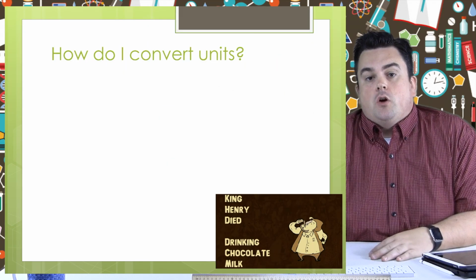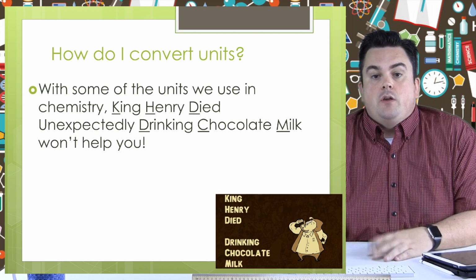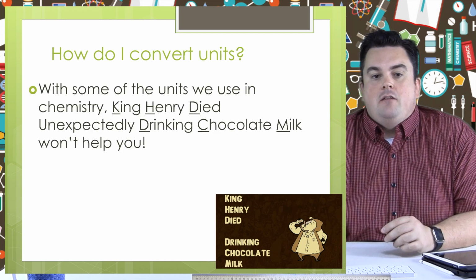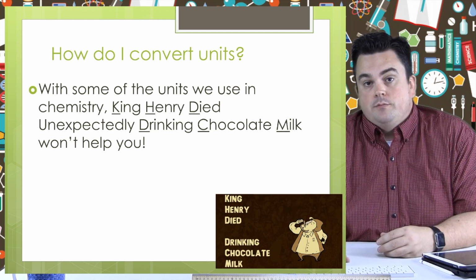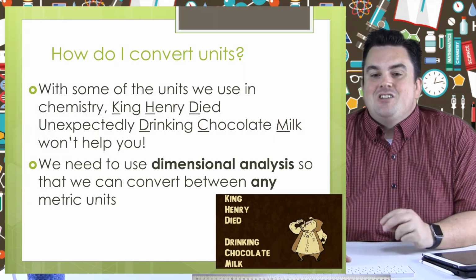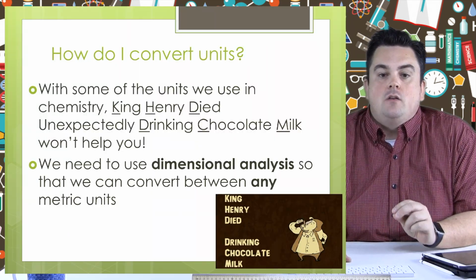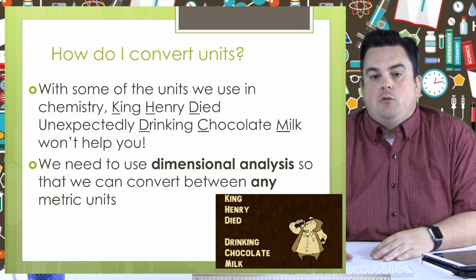So how do I convert units? With some of the units we use in chemistry, King Henry died unexpectedly, drinking chocolate milk will not help you. And if you have no idea what we're talking about, good. We need to use dimensional analysis so that we can convert between any metric units. And dimensional analysis is just a way of converting using conversion factors.